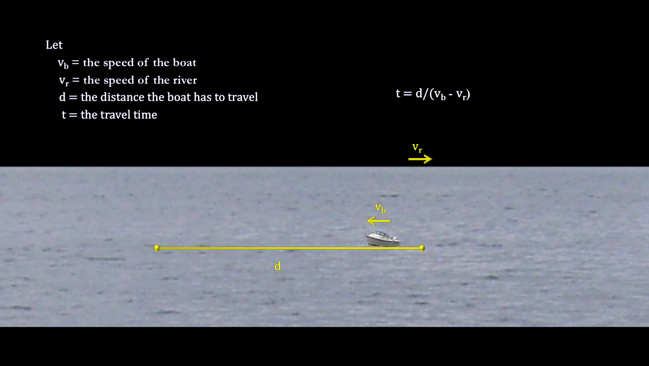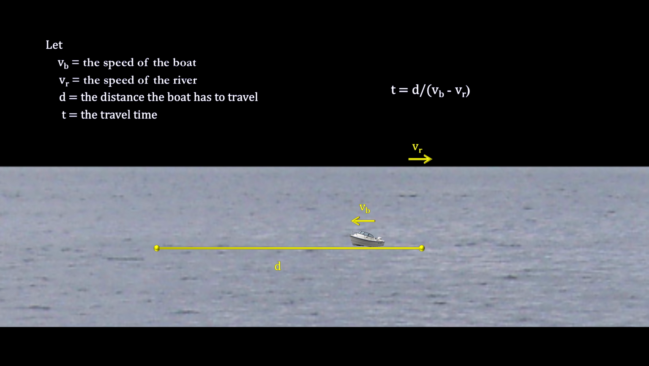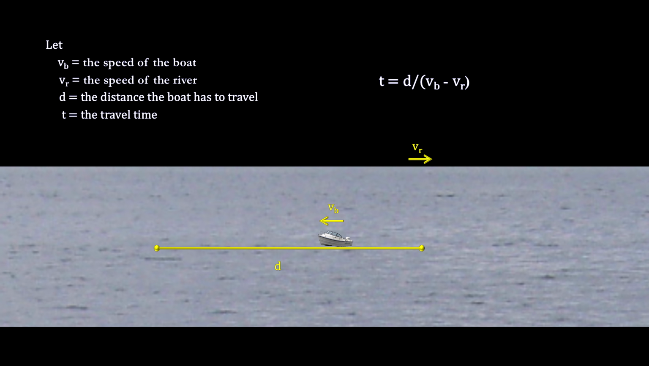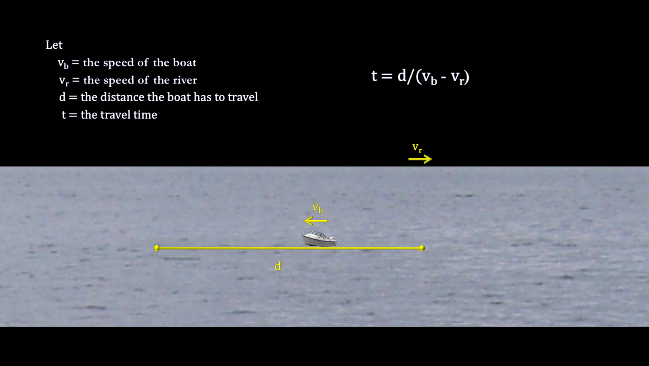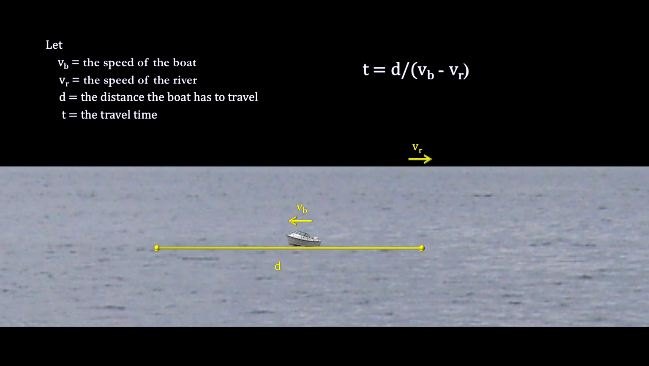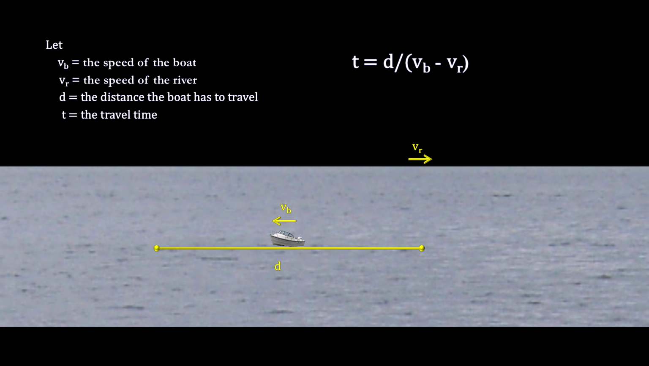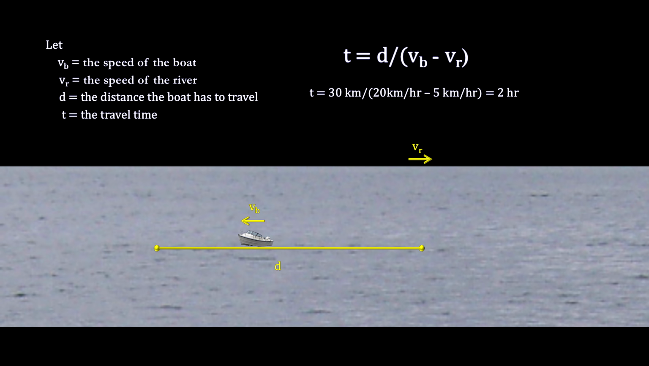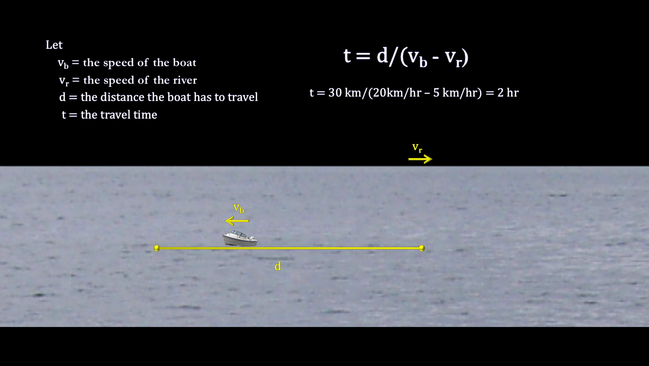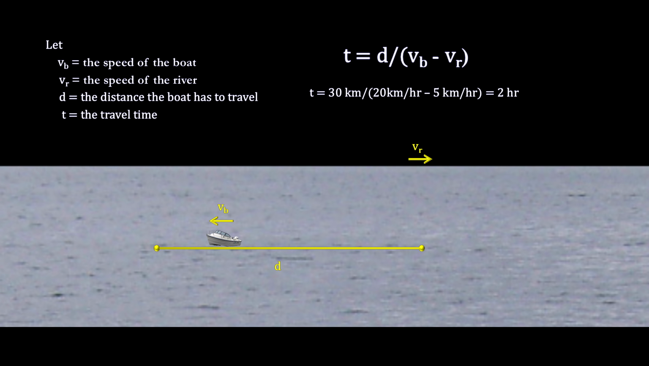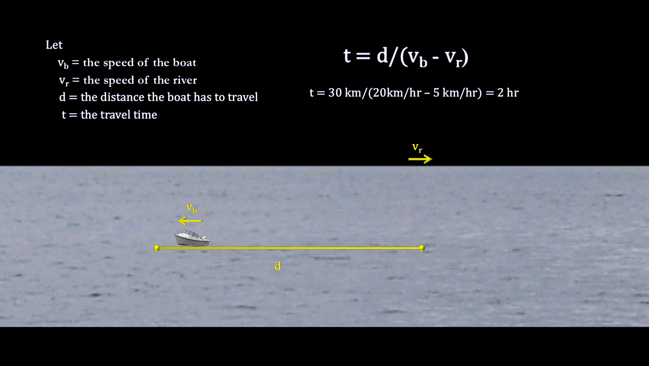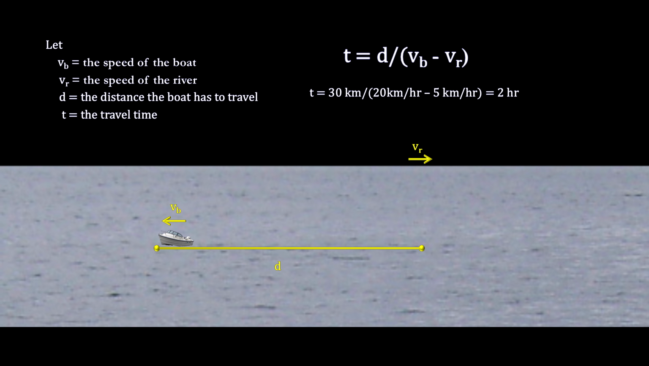The solution is pretty straightforward. The time it takes is just the distance it has to travel divided by the speed it is traveling. And that speed would be its velocity minus the velocity of the river. If the distance is 30 kilometers, and the boat is running at 20 kilometers per hour, and the current working against it is 5 kilometers per hour, we see that the trip home will take 2 hours.